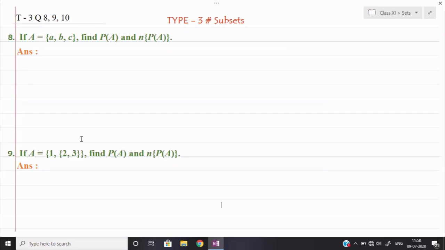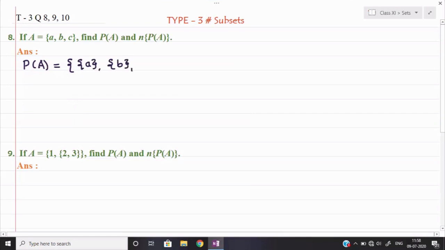So see, first of all, I will list out all the elements of the power set of A. Power set of A will be equal to curly bracket, because I will write down all the elements. Remember, the elements of the power set of A will be all the subsets of set A. So we shall write down all the subsets of set A. First we shall write down single elements, meaning {a}, then {b}, then {c}.